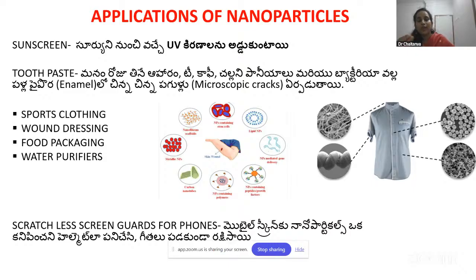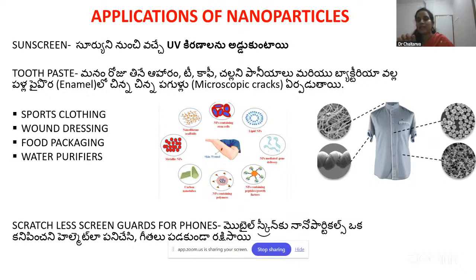By having these many different types of food, small cracks will be formed on the teeth. Small small cracks form. Because of that, the enamel gets damaged, right? So these nanoparticles which are in the toothpaste fill those cracks.